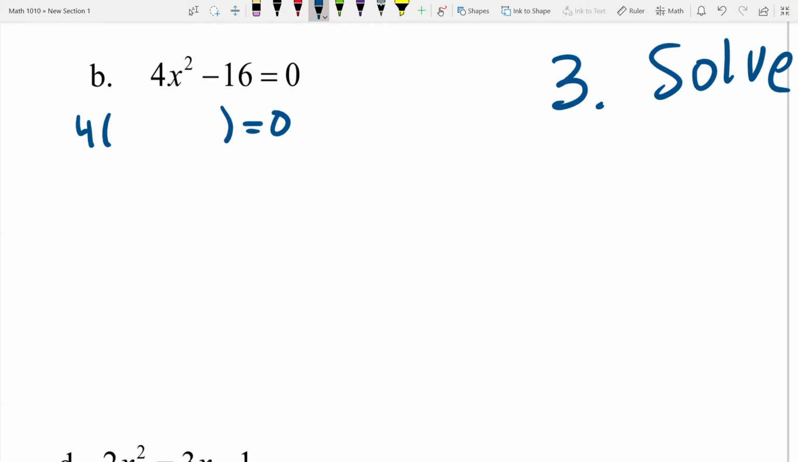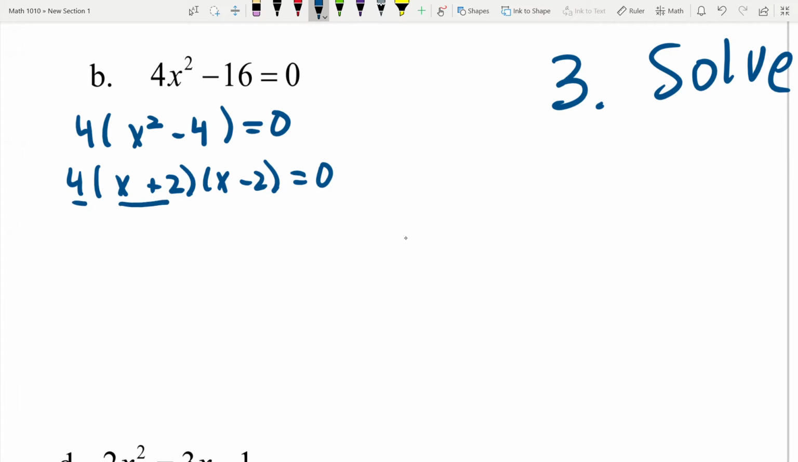Okay, take out a 4. When you take out a 4, you're left with x to the second minus 4. Now, x to the second minus 4 is the difference of squares. So that goes to x plus 2 times x minus 2. Okay? So this is a 0, this is a 0, or this is a 0. But 4 is obviously not a 0. So you get x equals -2 and +2.